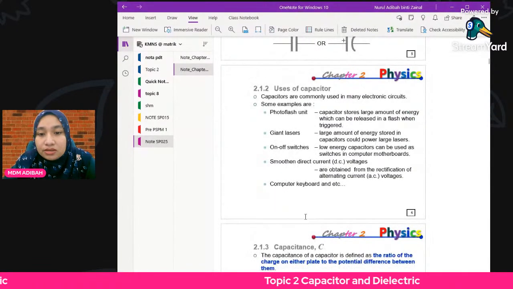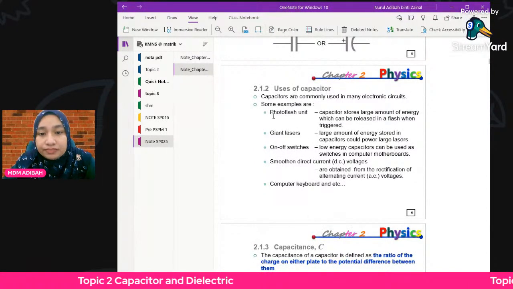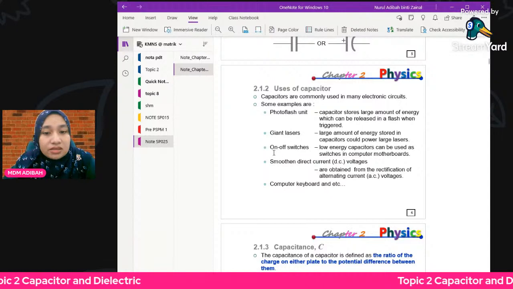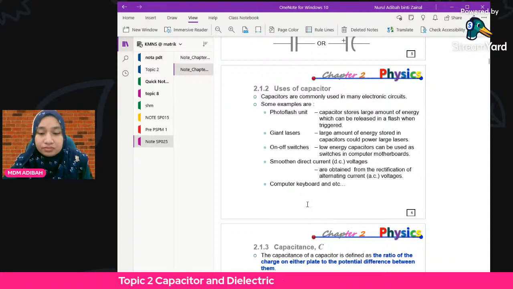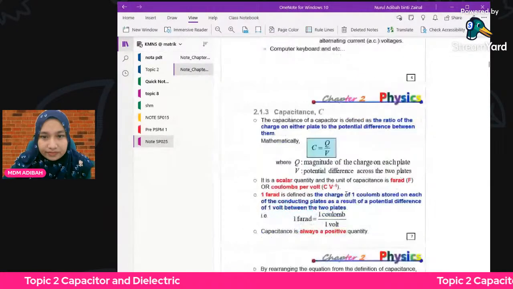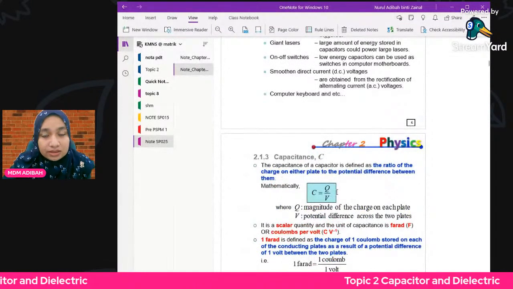And here are the uses of capacitors: photo flash, giant laser, on-off switches, smoothing direct current, computer keyboard, and so on. Okay, that is the capacitor, the device.